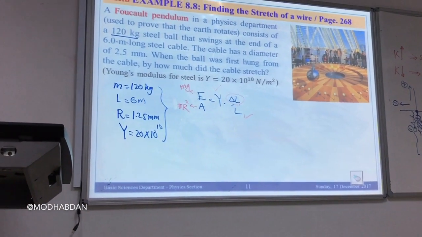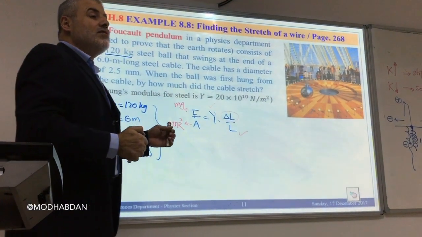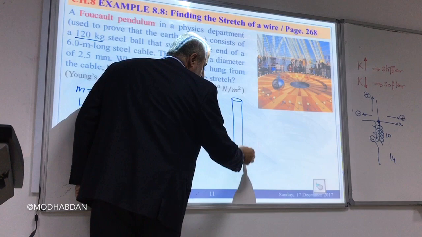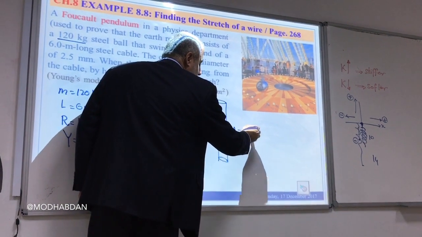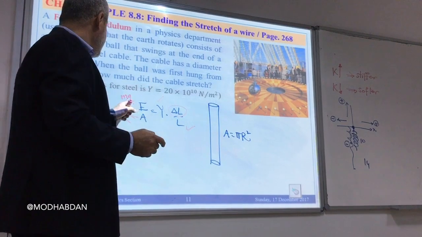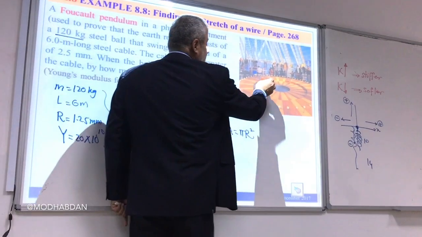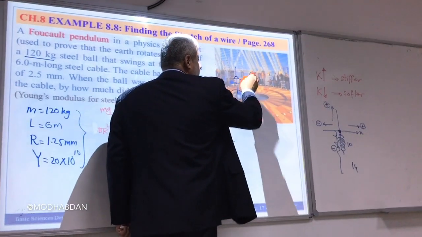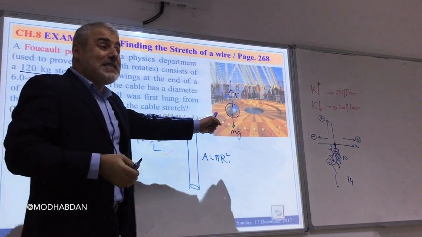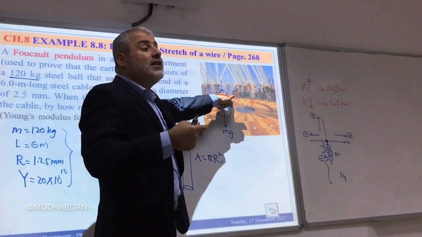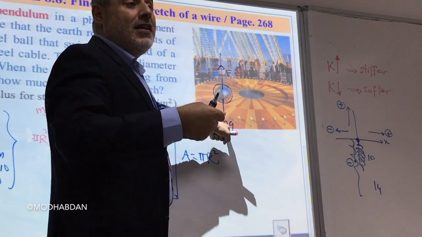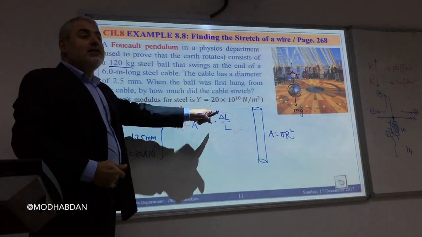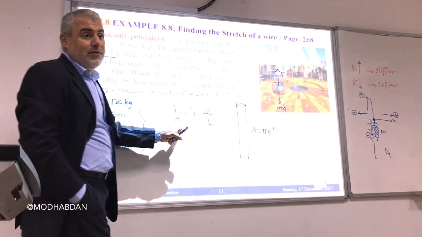Delta L. Precisely. You got the point? So I think this is what you need: the cable has a cylindrical shape, so its area is given by πr squared. And force, since it's suspended like this, we said that the force here is nothing but mg. Is that right? With that fish problem, we said that the force inside the spring is nothing but mg. So this is direct, straightforward. And you just make delta L the subject and go ahead, okay?